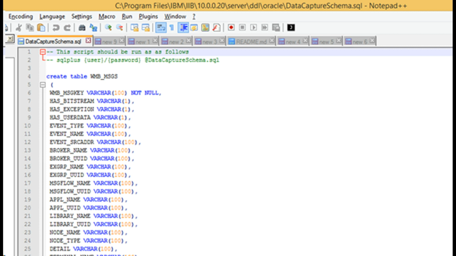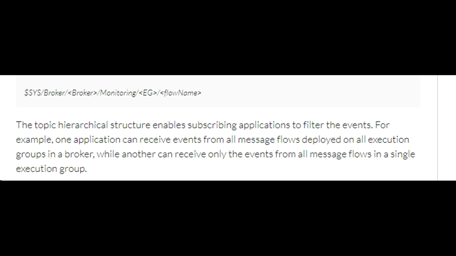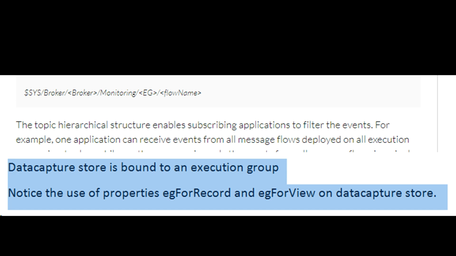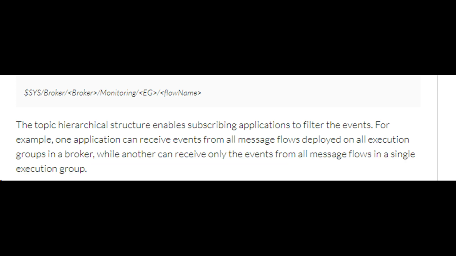Okay. So do we need to give any topic to subscribe, sir? By default, it will subscribe to all the events that are being emitted by message flows. So by default, it will subscribe to everything from your broker. The structure of the topic is system slash broker, broker name slash execution group name slash application name, and then your flow name. So that is the path. You can subscribe to the entire broker, or you can subscribe to a particular execution group or a particular application. That's up to you.